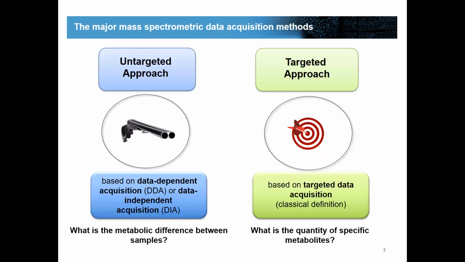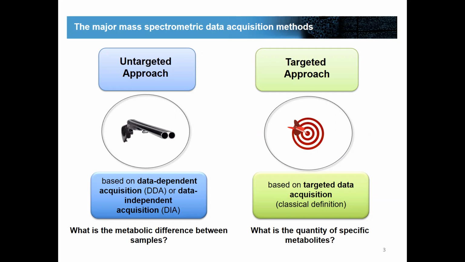Okay, so generally we can distinguish between two approaches. One of them we call untargeted or non-targeted approach, and the other one is a targeted approach. The non-targeted, untargeted, or sometimes called shotgun approach, is based on data-dependent acquisition or data-independent acquisition. Today I want to focus more on the DDA acquisition. The question that is asked in an untargeted approach is, what is the metabolic difference, or what is the overall metabolic fingerprint of a sample?